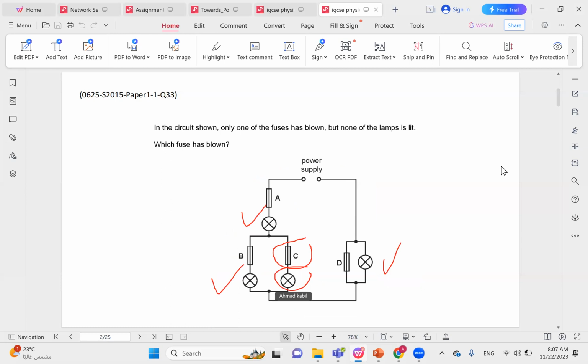The only fuse that if we remove, we stop the current entirely is fuse A, because here the current will move and then it will find a gap. There is no place for it to go. So the current will not even flow through the circuit at all. So if fuse A blows, there is no current in the entire circuit, and none of the lamps will be lit.